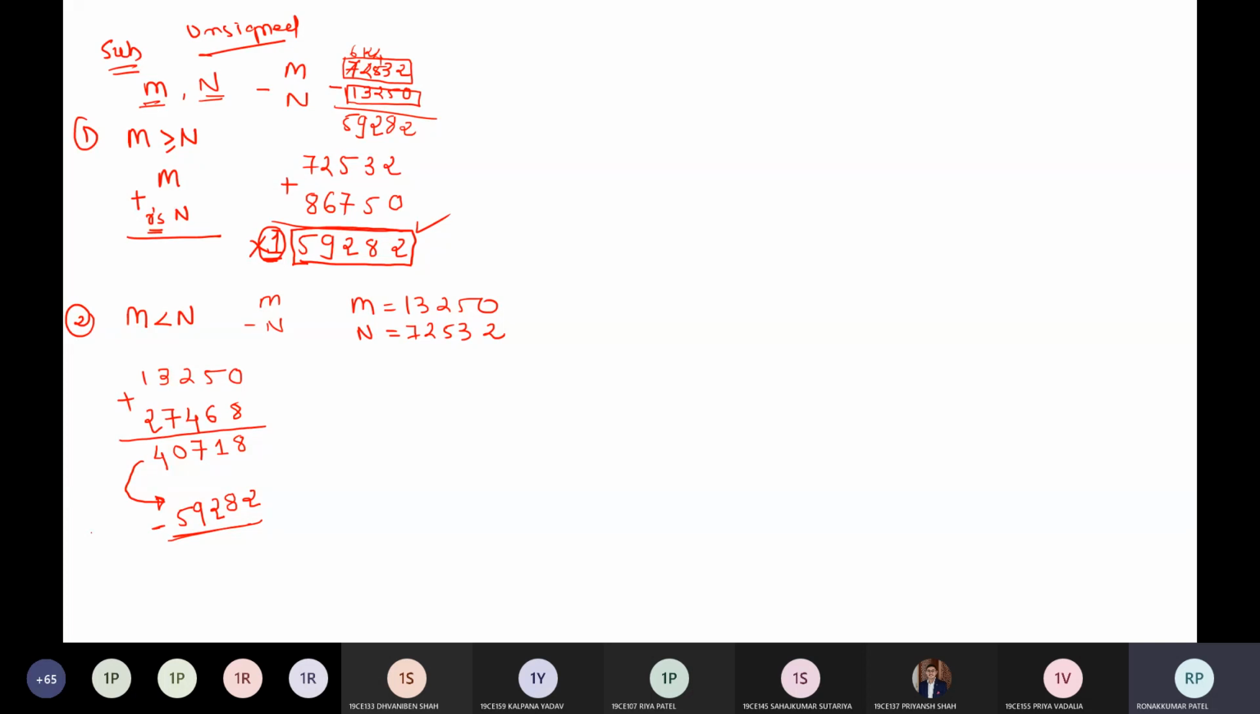Now let's move next. Now it's computer arithmetic. Right now we are seeing the unsigned number. Now let's see the signed number first, the representation of signed numbers. And then we'll see the different things.